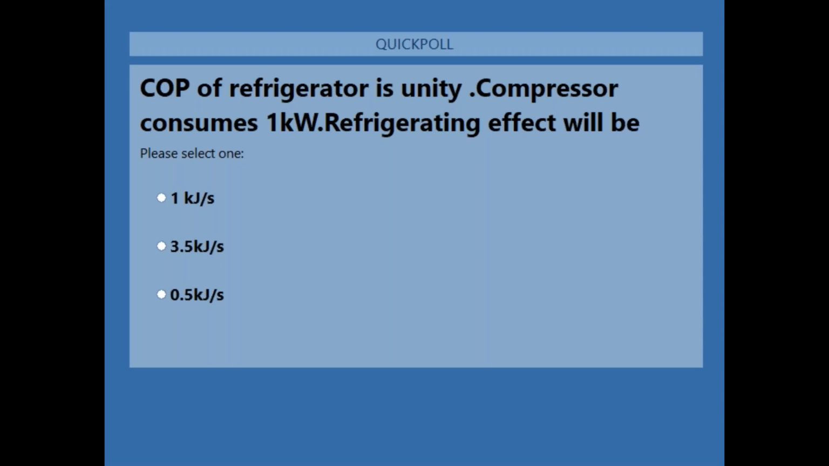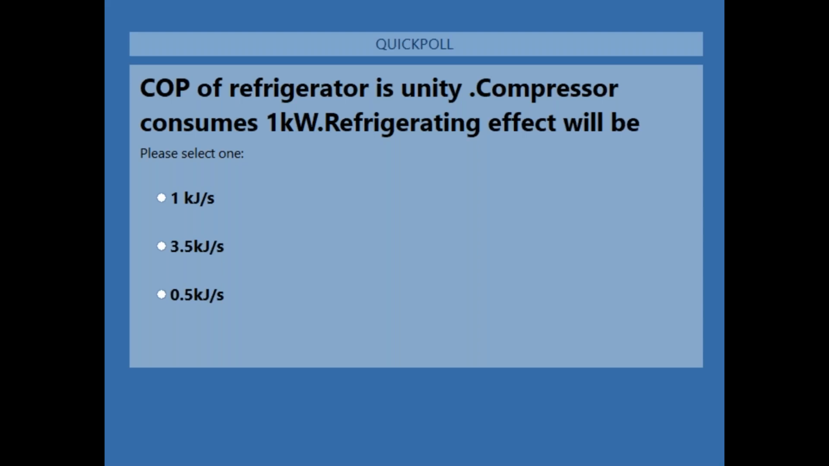So the answer is, if the coefficient of performance of refrigerator is unity, and if the compressor is consuming 1 kilowatt, it means that COP is given as 1, and W is given as 1. So what you are asked, as per the terminology which I am using, the term QL for refrigerating effect or cooling effect in my schematic. So obviously, QL would be COP into W. COP is 1, W is 1. So QL has to be 1 kilojoules per second. So the right answer is 1 kilojoules per second, which about 80% of the class has got.